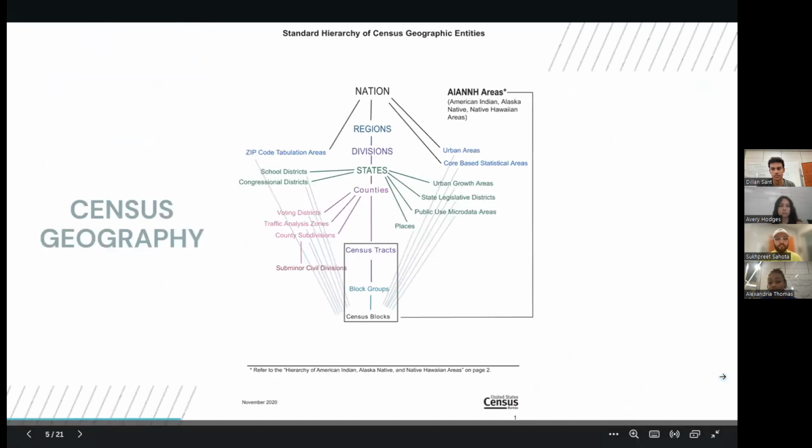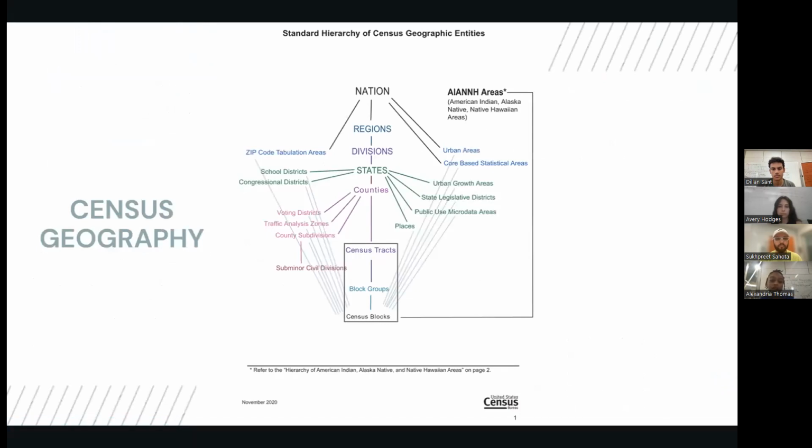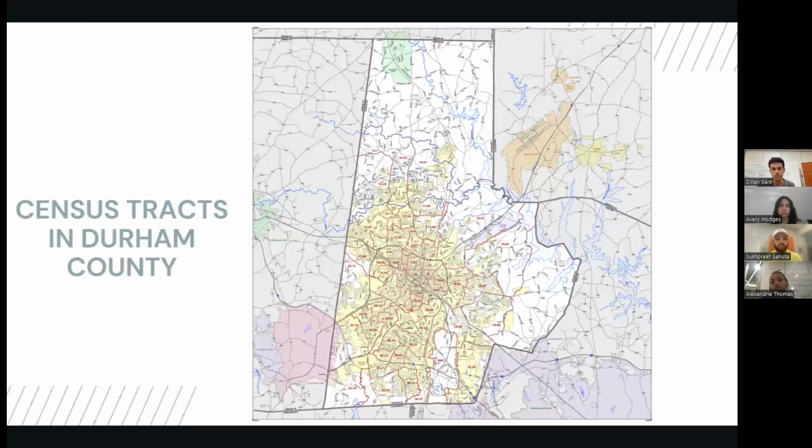And so, census geography, just so that you know what we're talking about, we're going to be talking specifically about census tracts, block groups, and census blocks, which is in that rectangle on the bottom half of the page, and that's a subdivision of counties. As you can see, Durham County has 68 census tracts, and these provide smaller sample sizes for our data.